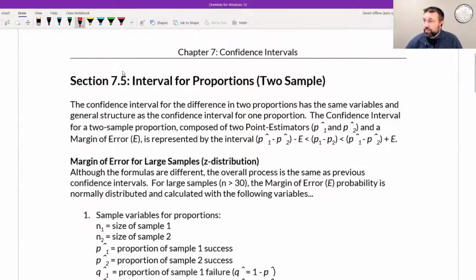We are still working with an interval. So you're still going to have a lower boundary and an upper boundary. You're still working with proportions, which means you're going to have a p hat and a q hat. But this time you're working with two different samples, data set 1 and data set 2.